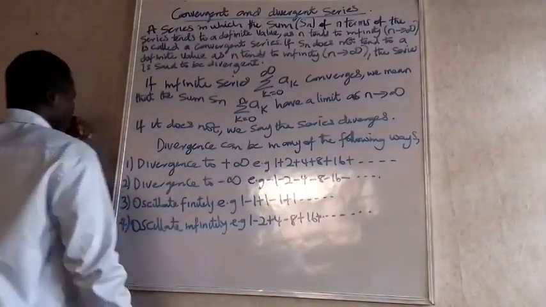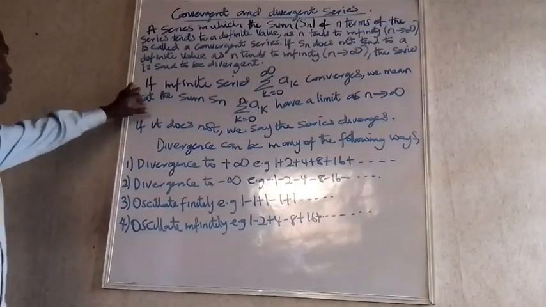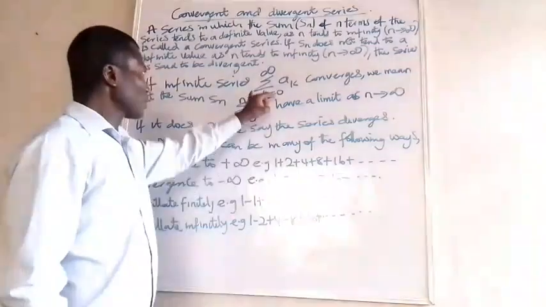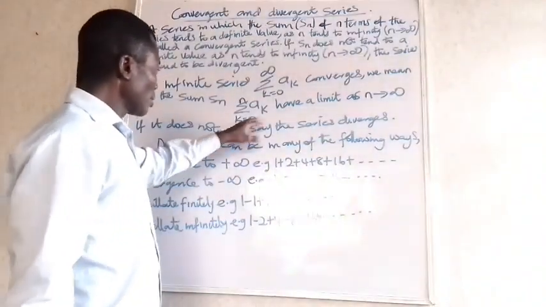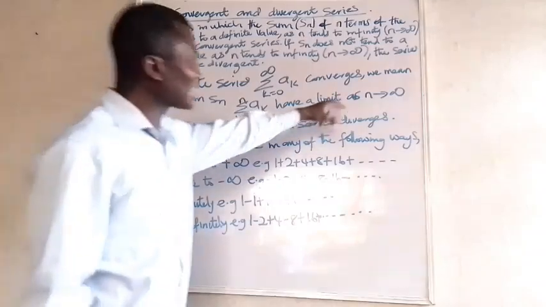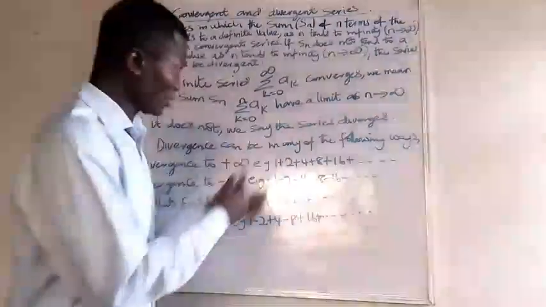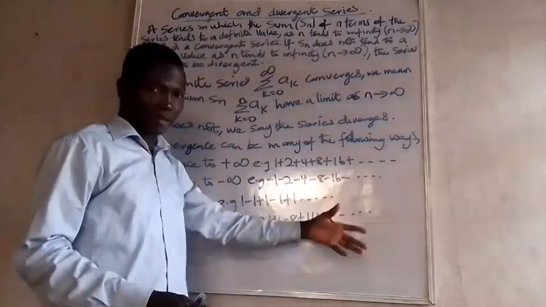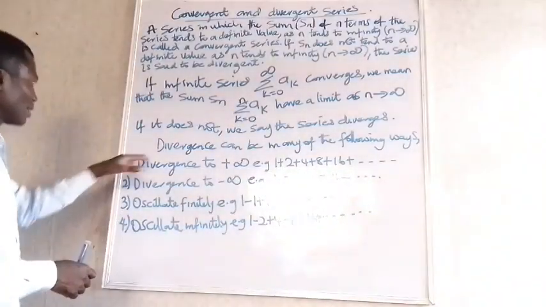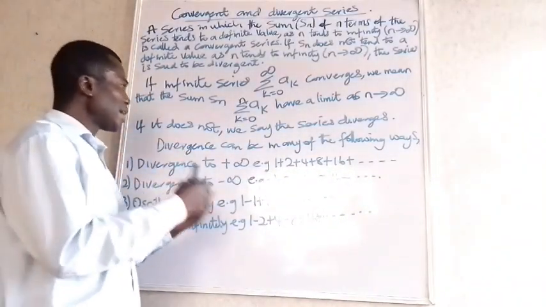Now let's look at how divergence can be. If infinite series ak from k equals 0 to infinity converges, we mean that the sum Sn of k equals 0 to n has a limit as n tends to infinity. That is, there is a limit. You understand? We now say if it does not, we say the series diverges. The same thing as what you have said before. Now let's go towards the main thing. Divergence can be in any of the following ways.